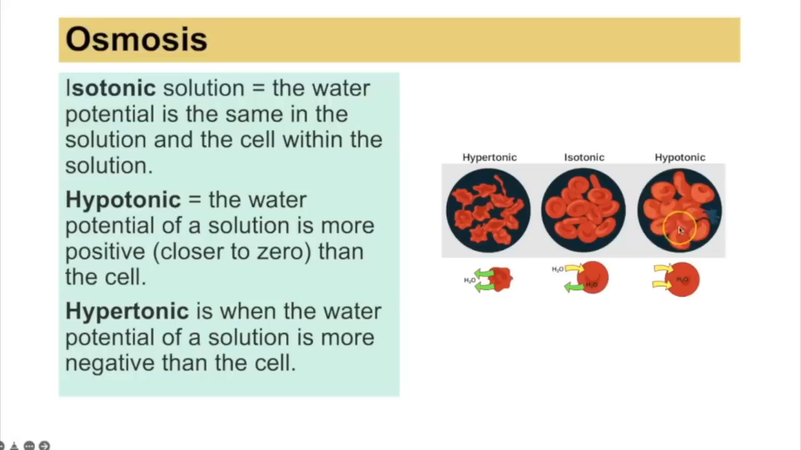If animal cells, such as red blood cells, are put into a hypotonic solution, that would mean water would be moving into the cell by osmosis, and if enough water moves in, it can cause the cell to burst.